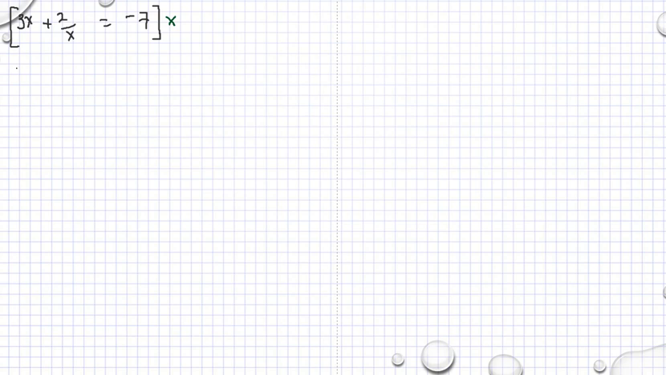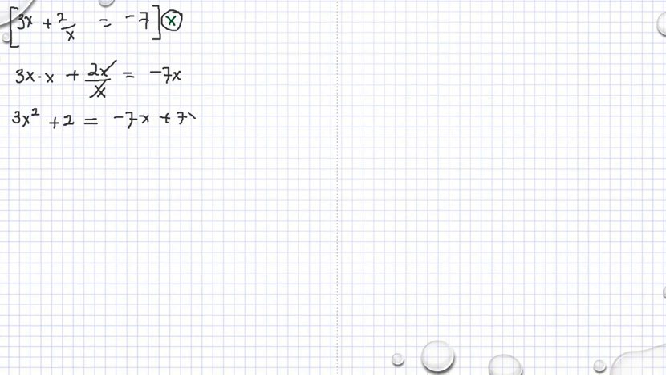So if I have 3x multiplied by x, added to 2x divided by x, I need to multiply all the terms. And we have negative 7x. Then we have 3x squared plus 2. The x will be 1. Then we have negative 7x.